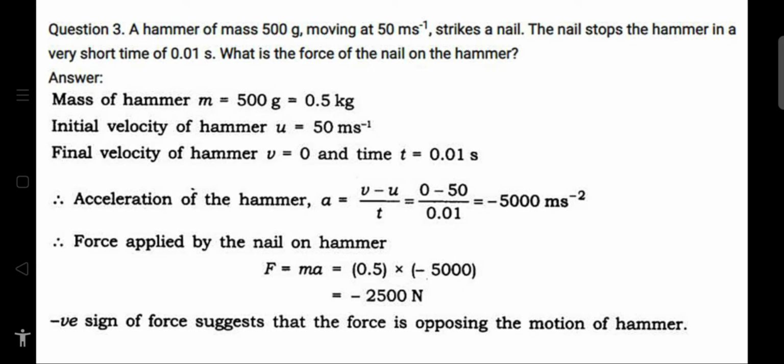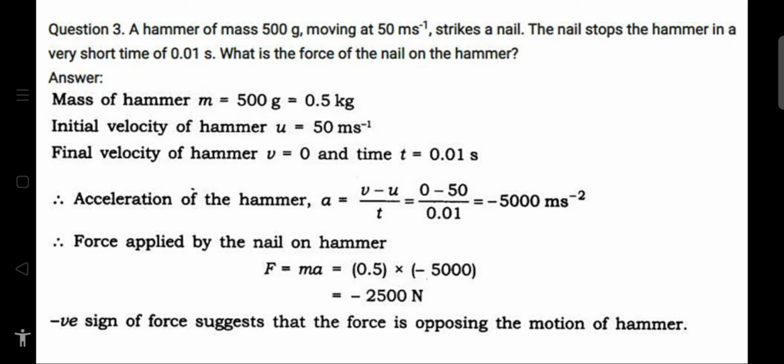Question number 3. A hammer of mass 500 gram moving at 50 meter per second strikes a nail. The nail stops the hammer in a very short time of 0.01 second. What is the force of the nail on the hammer? Answer. Mass of hammer m equal to 500 gram, that is 0.5 kilogram. Initial velocity of hammer u equal to 50 meter per second. Final velocity of hammer v equal to 0 and time t equal to 0.01 second.